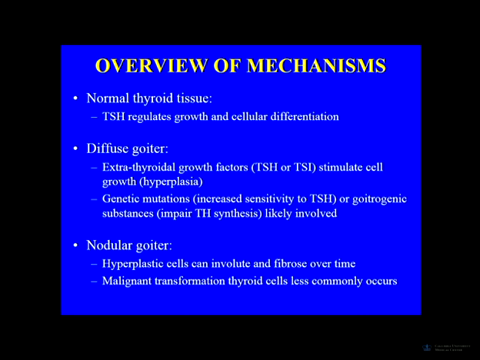Nodular goiters are a little bit different. It's likely that first the cells are hyperplastic, and over time these cells involute and fibrose and can lead to nodular development. Fortunately, as we already alluded to, malignant transformation of the thyroid cells is uncommon, but certainly possible and something that we need to be mindful of.